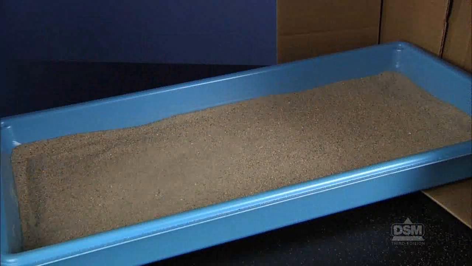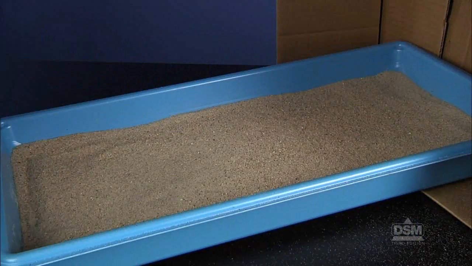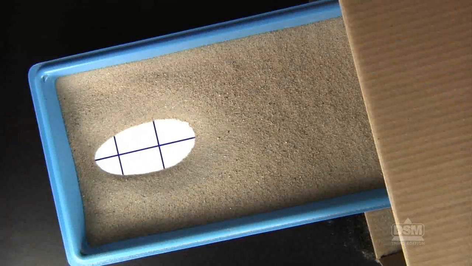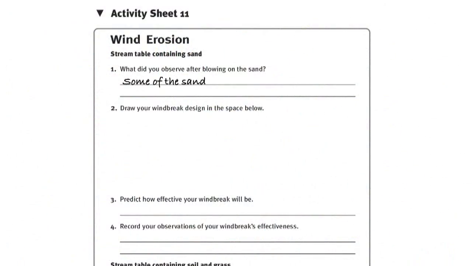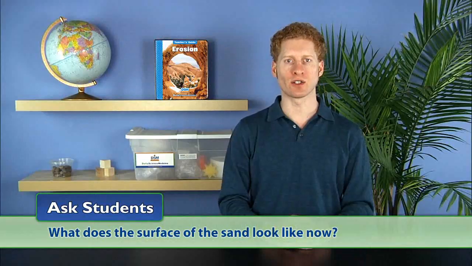Next, instruct students to put on their safety goggles and then take turns blowing across the sand from a distance of about 10 centimeters. Have them continue blowing for a total of 50 breaths. Tell them to record their observations on Activity Sheet 11. Ask students, what does the surface of the sand look like now? Encourage answers that include the words eroded and deposited.